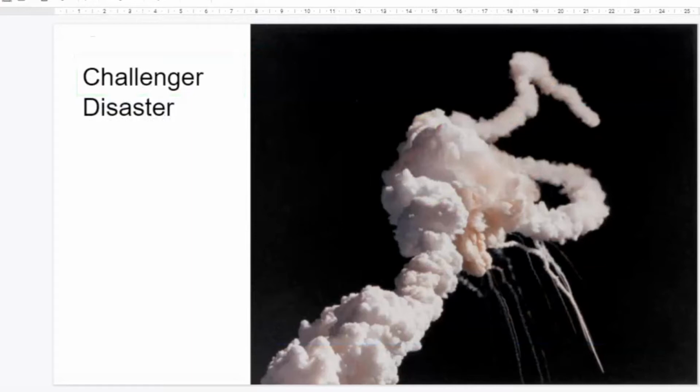And 76 seconds into the flight, this is what happened. We saw it explode. The 7 crew members were killed, one of which was a teacher.